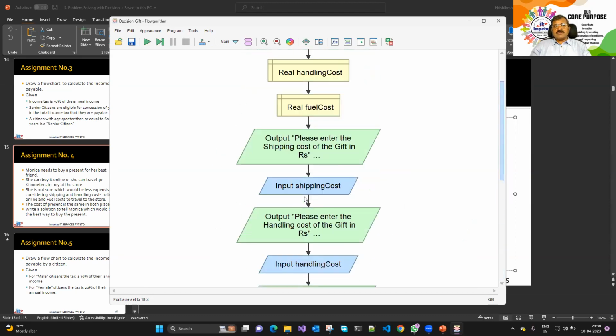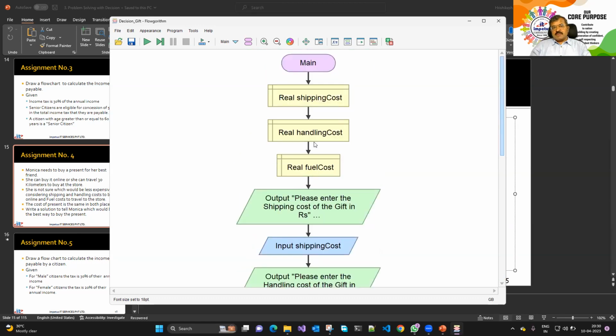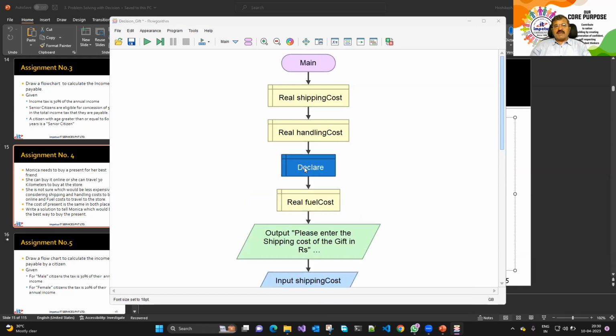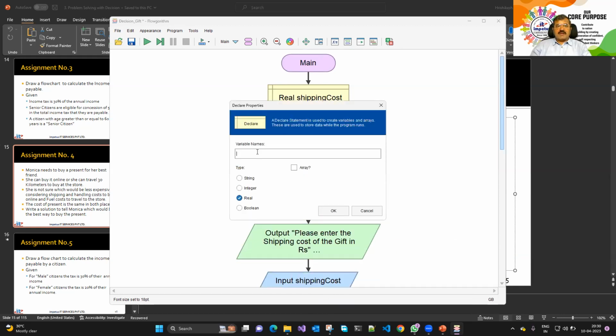But then I'll introduce some variables. This is near and better, but I'll introduce some variables. Shipping cost, handling cost. So I'll introduce one more variable over here. And that variable would be of type real, and I'll call this particular variable online purchase cost.